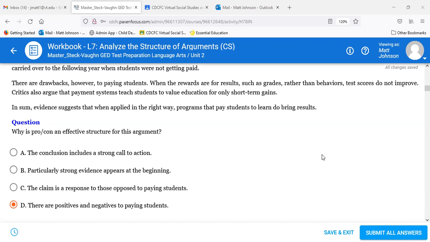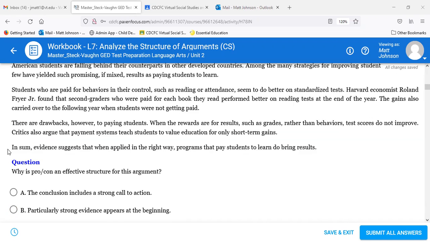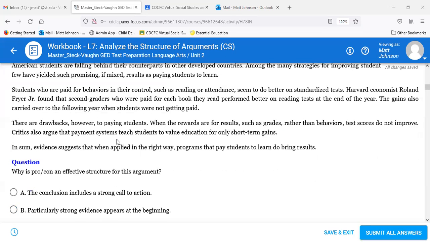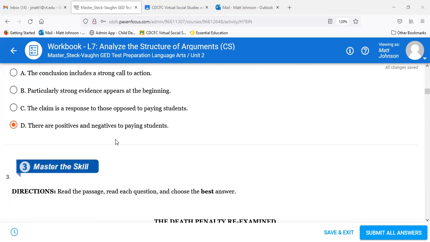It's like, okay, yeah, there are some benefits if they're incentivized for their behavior, not for grades. So there's one upside. The downside is, though, there's this sort of expectation, and it says, if it's not for the right behavior, there are drawbacks when rewards are for results such as grades rather than behaviors. And critics also argue that payment systems are a short-term gain, right? So there are some drawbacks, pro-con argument.